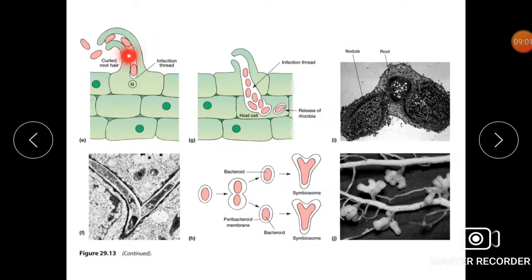In this picture, the root hair curling factor is found, and the infection thread, this white portion is the infection thread, and the pink colored are bacteria, and the infection thread is moving to the host cell and releases the rhizobia, and rhizobia develop there, and Y-shaped cells.